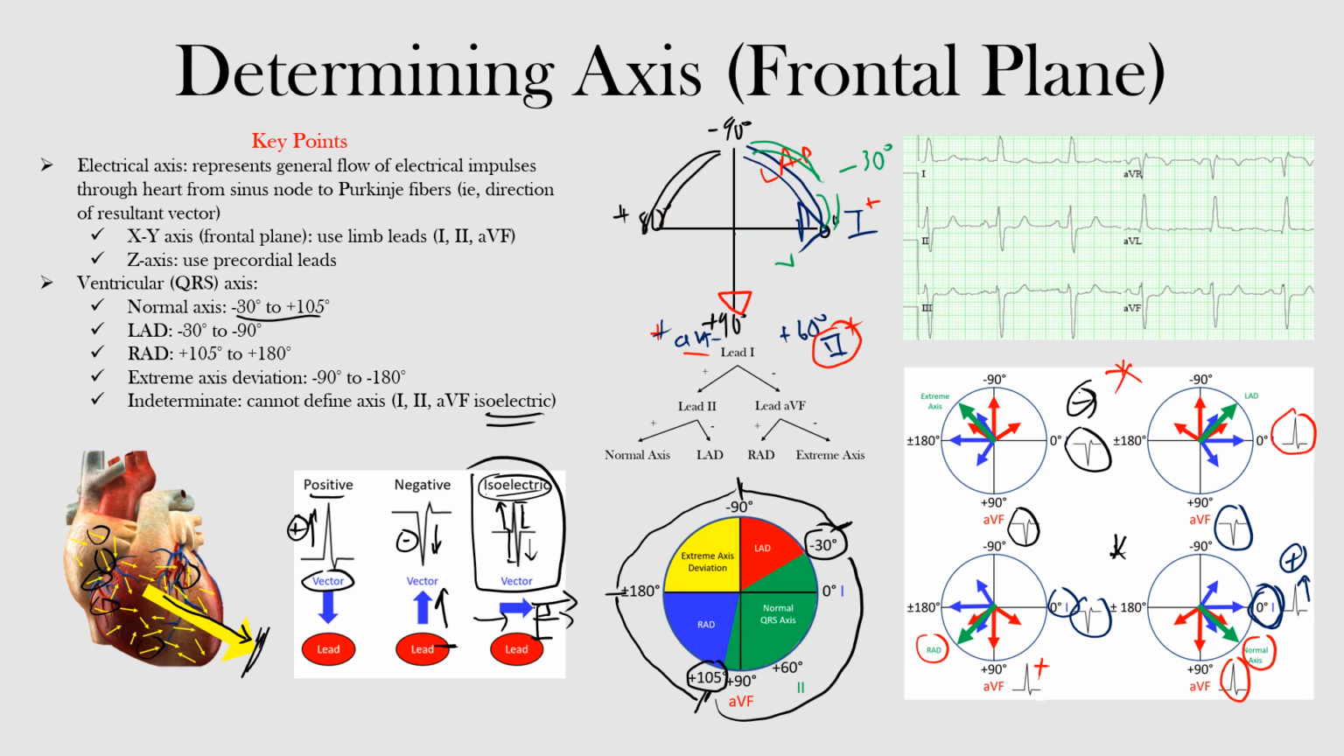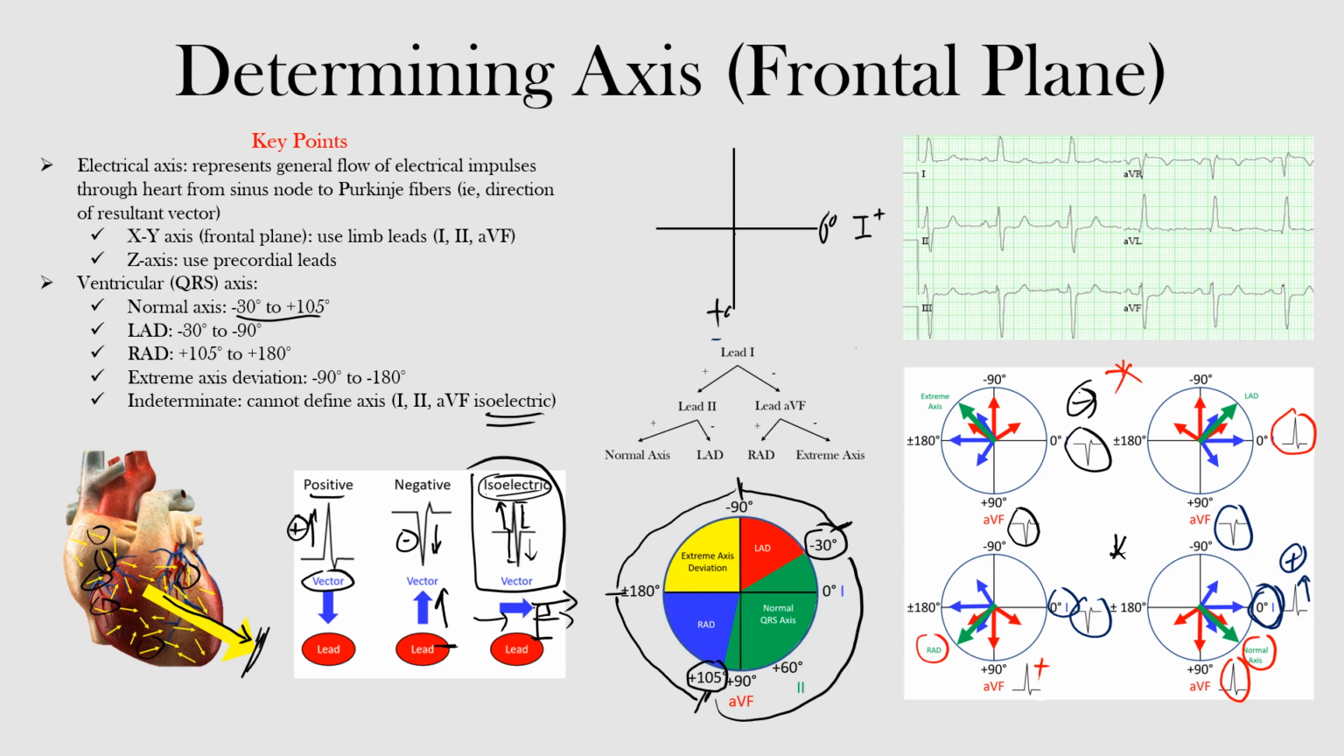First, let's erase this so we can have a clean slate to work on. Okay, let's label our stuff here. This is 0 degrees, and that's where lead 1, the positive end, sits.